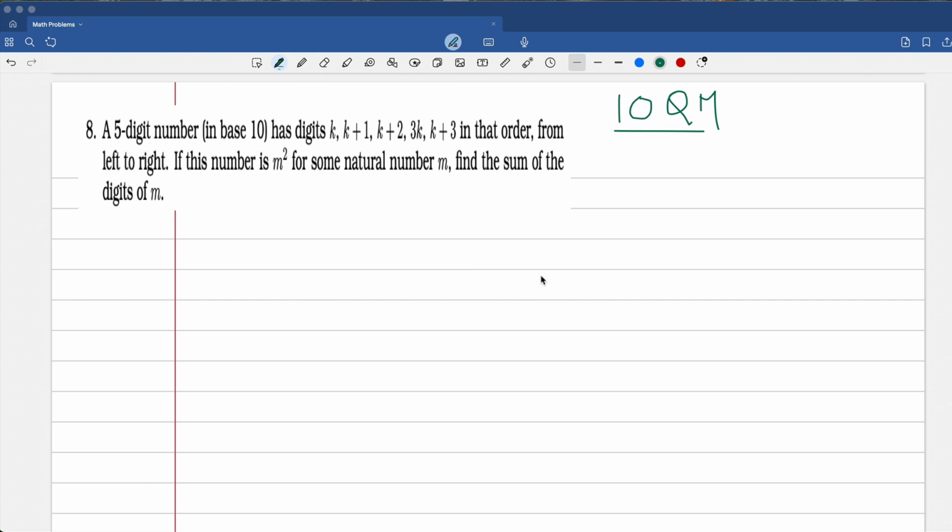All right, coming back to the question here, we have a 5-digit number of base 10 that has digits k, k plus 1, k plus 2, 3k, k plus 3 in that order from left to right. If this number is m square for some natural number m, as in the 5-digit number is a perfect square, find the sum of the digits of m.